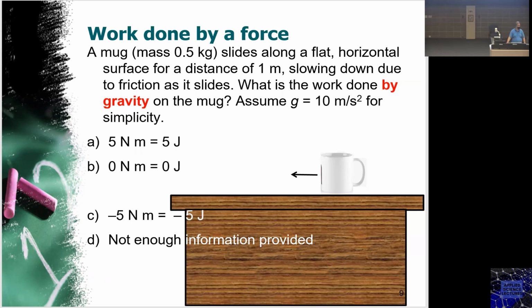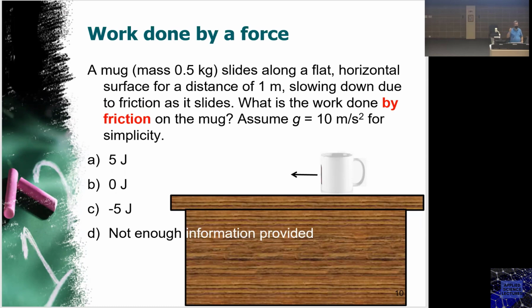Zero. Why zero? Because it is perpendicular to the displacement. So the answer to this is 0. You're absolutely correct. Now, this is for the gravitational force. Now, what about the friction? Same mug, same problem. Remember, the table had a rough surface and there was friction, and that mug was slowing down due to the friction as it slides. What is the work done by the friction on the mug? Can you tell me?